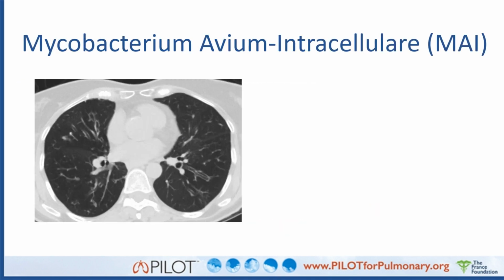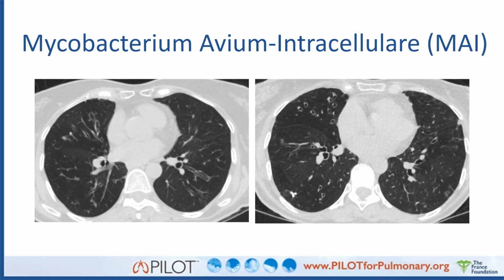Here's another example of MAI, Lady Windermere's disease, 2 examples where we see the dilated bronchi. Sometimes they can be in the lower lobes too, but they usually involve the right middle lobe and the lingula.